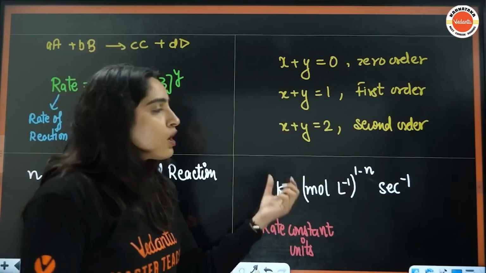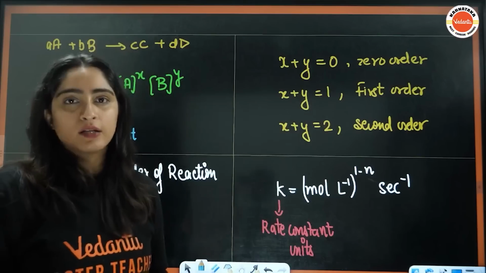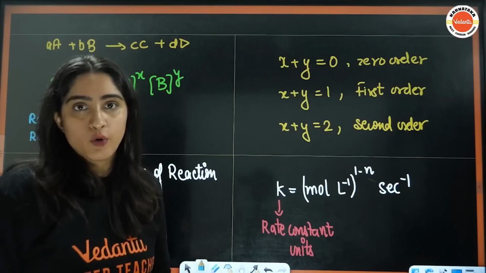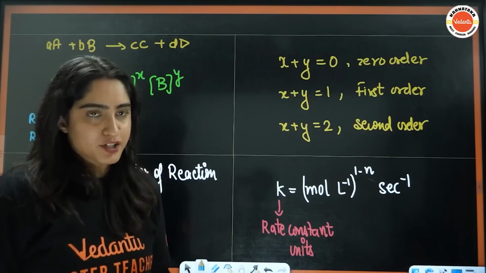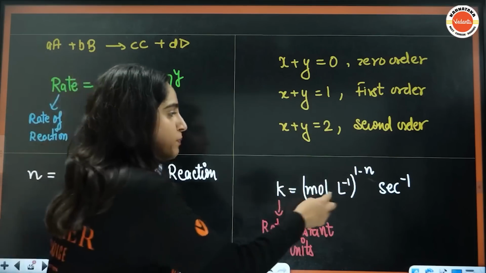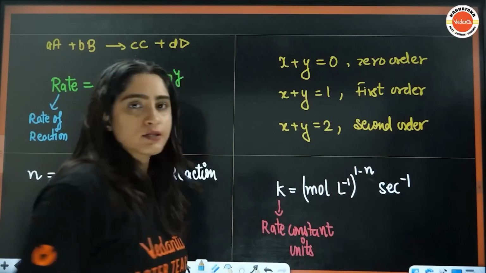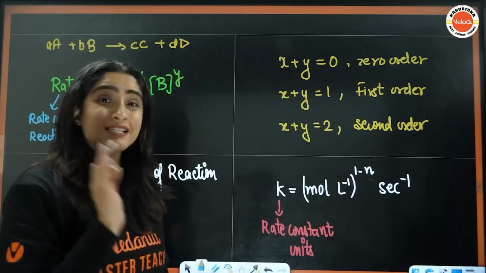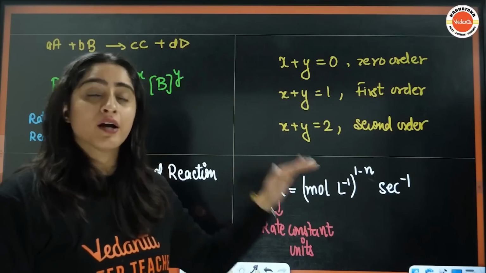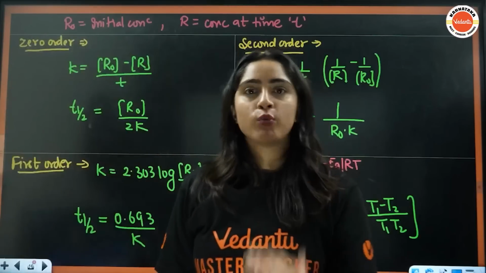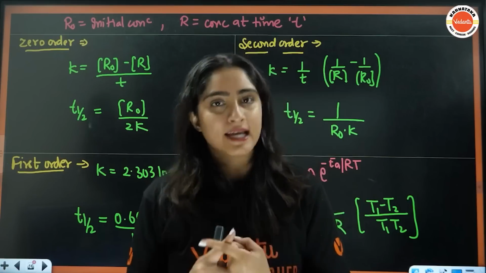Now they can directly ask you what is the unit of the rate constant. They will give you the order of that reaction. For that we have a simple formula where n is the order of reaction: (mole per liter) to the power 1 minus n, per second. So these are the rate constant units. These questions are directly asked in the exams. Next we have the formulas of zero order, first order and second order reactions.